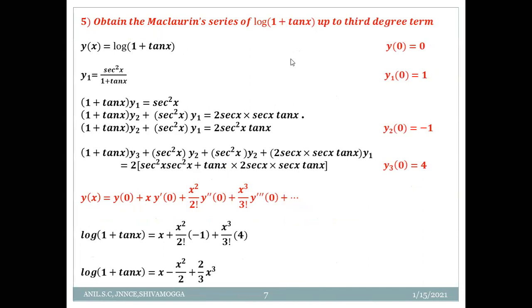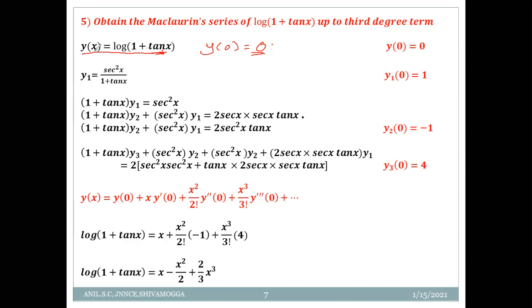Obtain the Maclaurin series of log 1 plus tan x up to the third degree term. That means you have to differentiate successively 3 times with respect to x, up to the third degree. The given function is log 1 plus tan x, let it be y of x. Put x equal to 0. When x is equal to 0, this will be y of 0. Here tan 0 is 0, 0 plus 1 is 1, therefore we get log 1, and log 1 is always equal to 0.